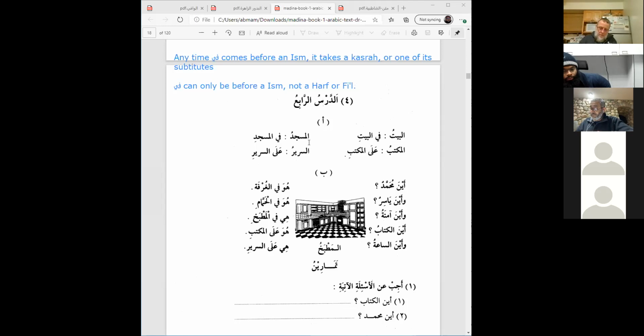Give me an example of where you can't put fi before. Fi can only be before an ism. So just do something wrong and put fi before a harf or a fi'l, like hadha fi yal'ab. Yal'ab is to play or playing. Can you say this is in playing? No.